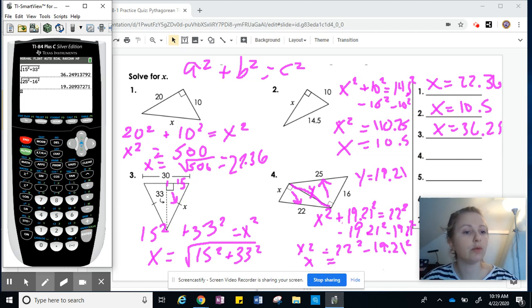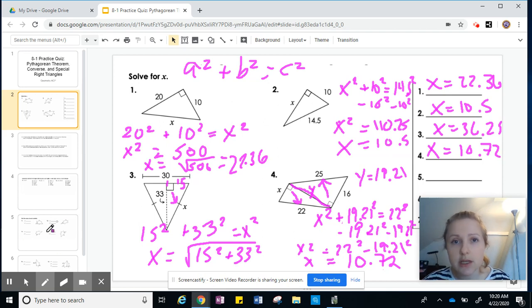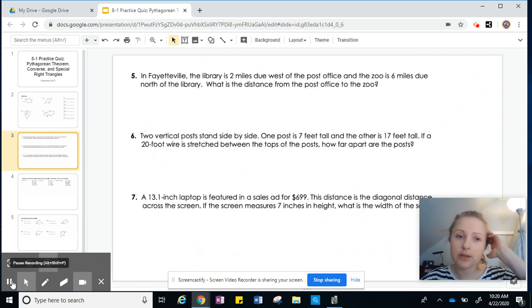So the square root of 22 squared minus 19.21 squared is 10.72. So that question was kind of like a 2 in 1. So x equals 10.72. You needed to use one triangle to figure out the missing side in the other triangle. All right, so now on to the word problems.